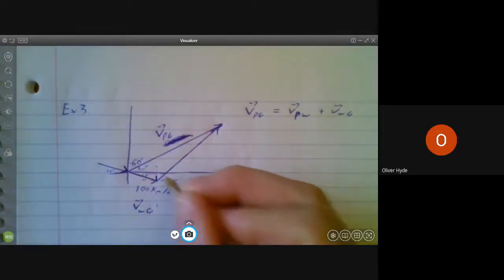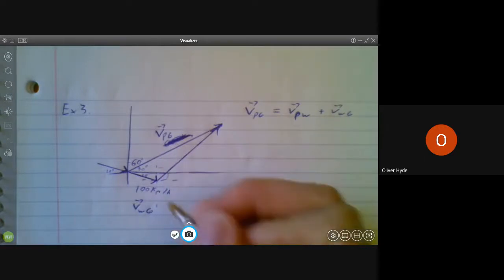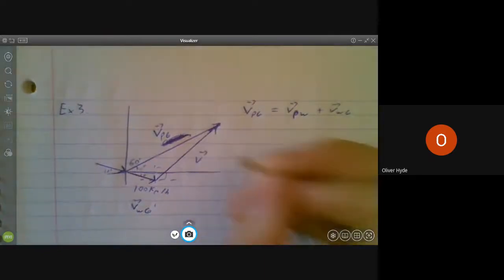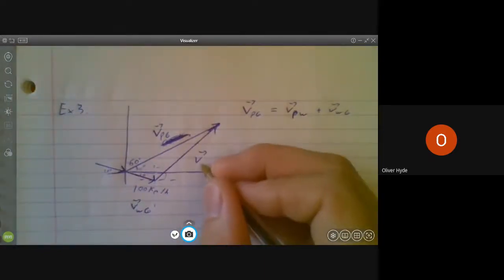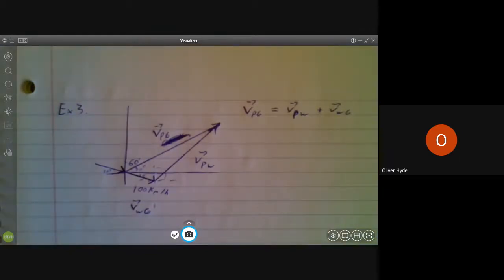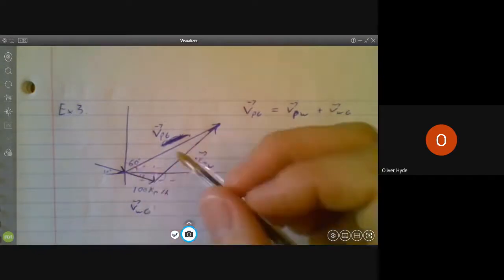One of these angles, I'll probably end up reporting, maybe this angle right here or this angle right here. Hard to tell. Okay, there's the velocity of the plane relative to the wind. If you don't like looking at it this way, you could maybe make a parallelogram out of this.